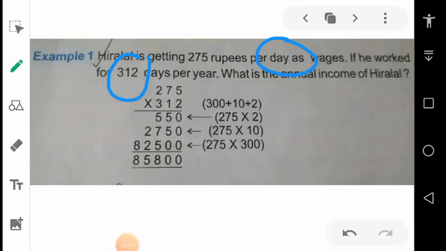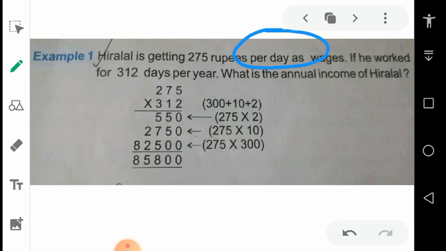Some values are given for one day or one article, and it is asked about many, then we always multiply. Okay, and if the situation is in reverse, we will do division. So that thing I will teach you in the next video, as this is the case of multiply, because this per day wages is given and it is asked for many days. So this is the case of multiply, and we will find his total income for 312 days.